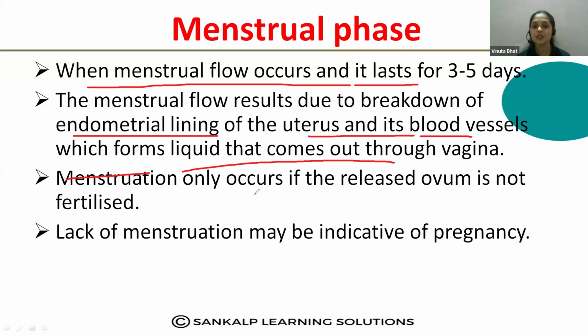Okay, menstruation only occurs if the released ovum is not fertilized. If the ovum is fertilized, there may be a chance of pregnancy. During pregnancy, there is no menstruation cycle, because only when the uterus endometrium layer breaks down does menstruation occur. During pregnancy there is no breakdown of the endometrial layer, so the menstruation phase is absent. Okay.